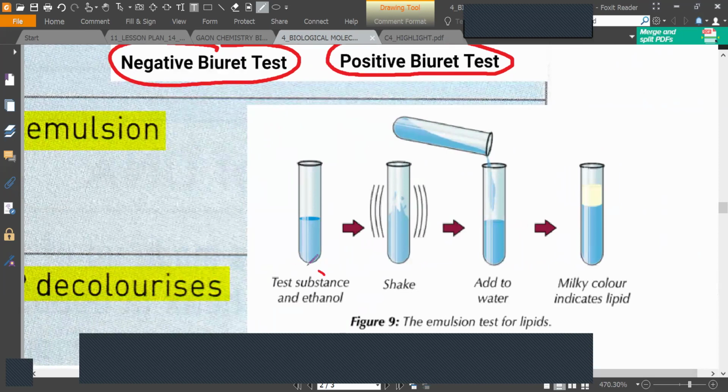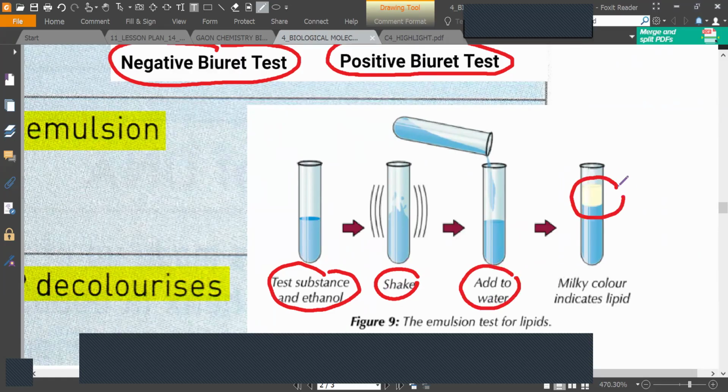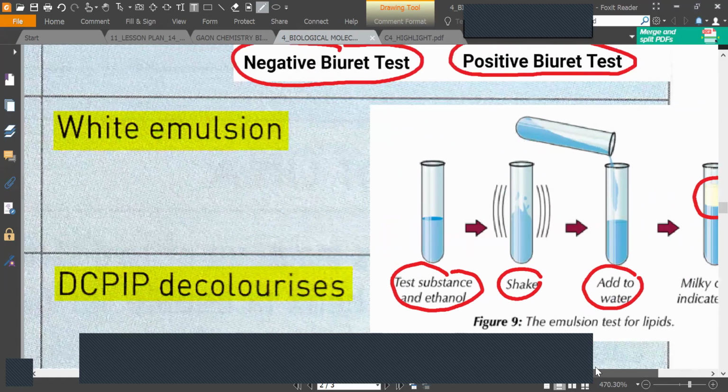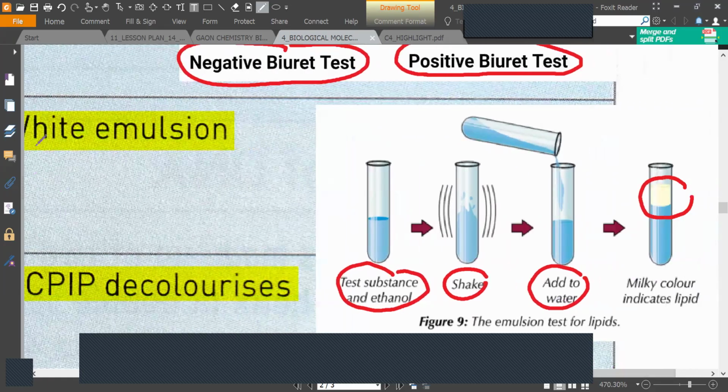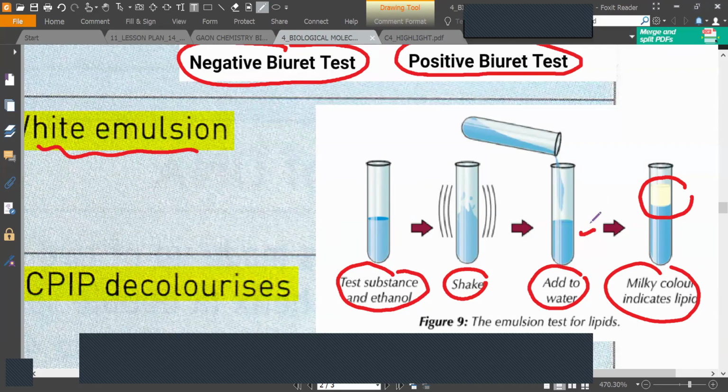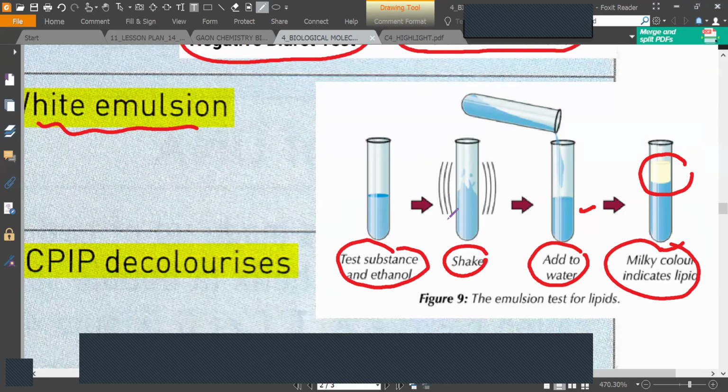So we put the food with the ethanol, and then we shake it, and then we add it to water. If it turns to milky color, or white emulsion, this means fat is present. If fat is not present, it just remains as colorless. So if fat is present, we will have this milky color or white emulsion. So this is the test for fats.